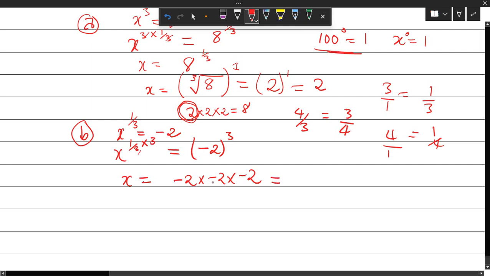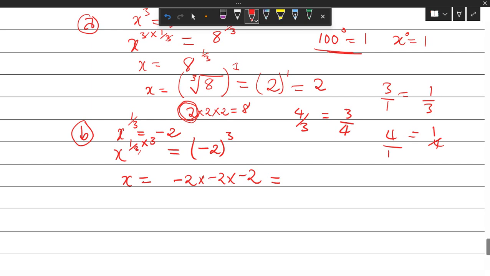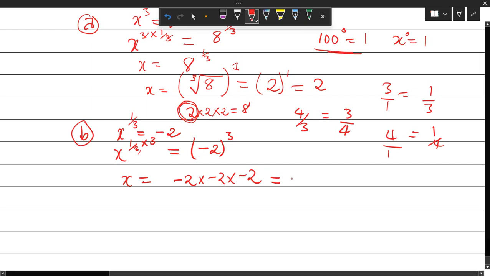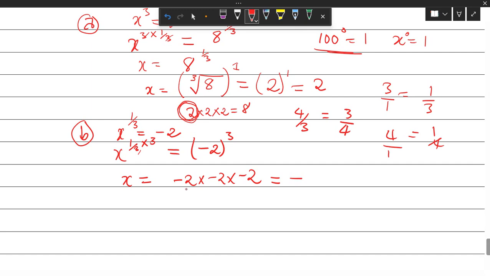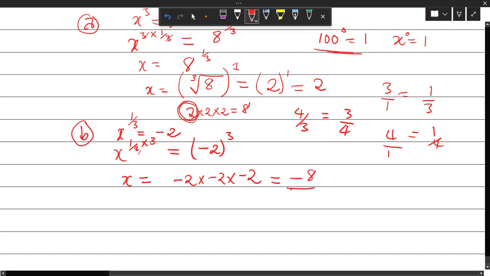So negative multiplied by negative, that is positive. Same signs, if you multiply same signs, that will give you positive. So negative multiplied by negative, it will be positive. Positive multiplied by negative, so opposite signs, if you multiply them, they have to give you what? Negative, so it will be negative. Then now you say 2 multiplied by 2, 4 multiplied by 2, that will be 8. So the answer is x is equals to negative 8. Okay.